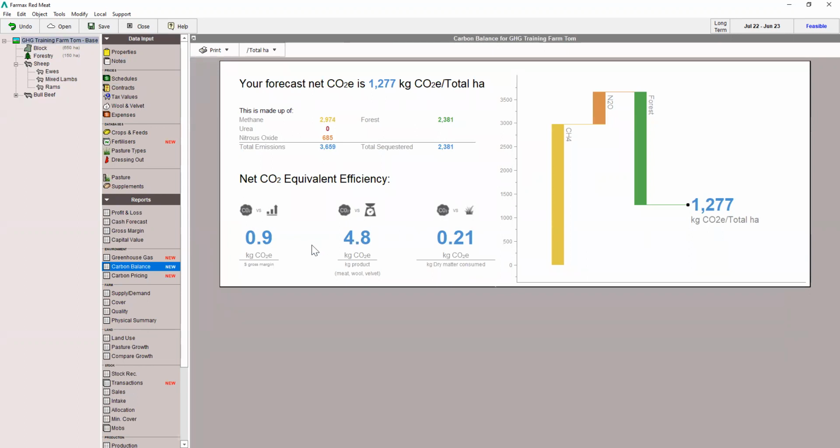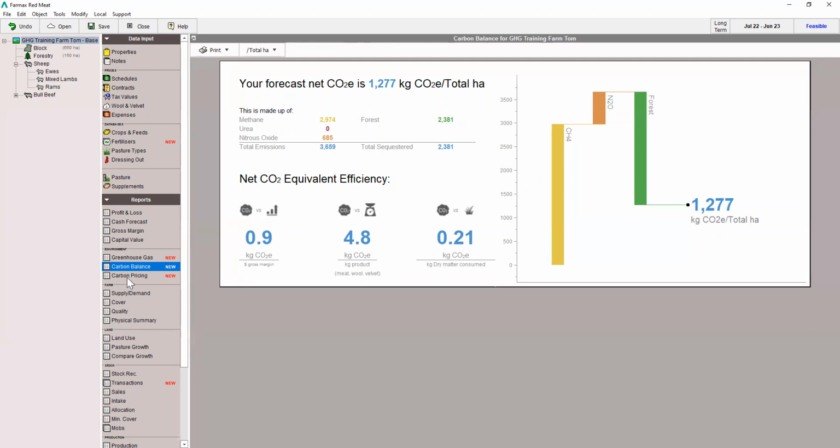Now, since Farmax captures quite a few aspects of the farm system, I can also see some of my different efficiency metrics for this particular farm. So the net emissions, for example, for this property are 4.8 kilos of CO2 equivalent for every kilogram of product produced. In this case, meat, wool, and velvet. In the dairy version of Farmax, that would be CO2 equivalents produced for every kilogram of milk solids.